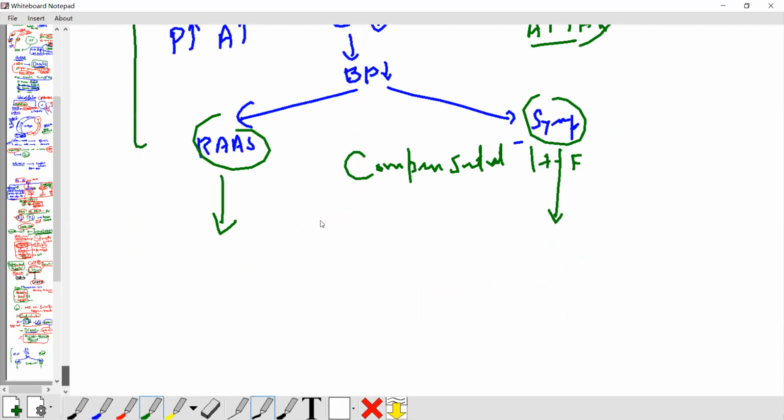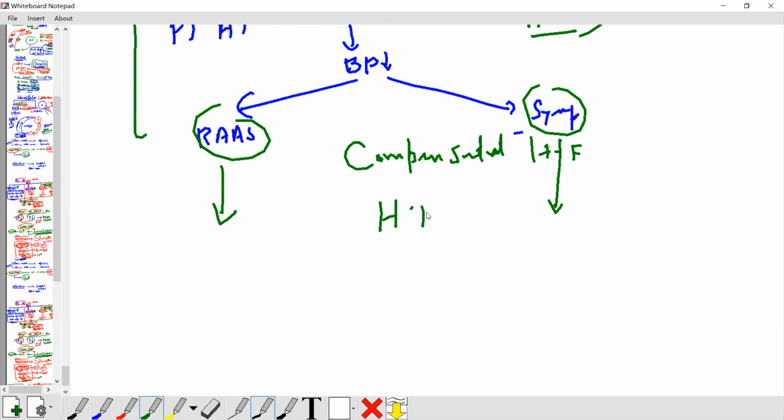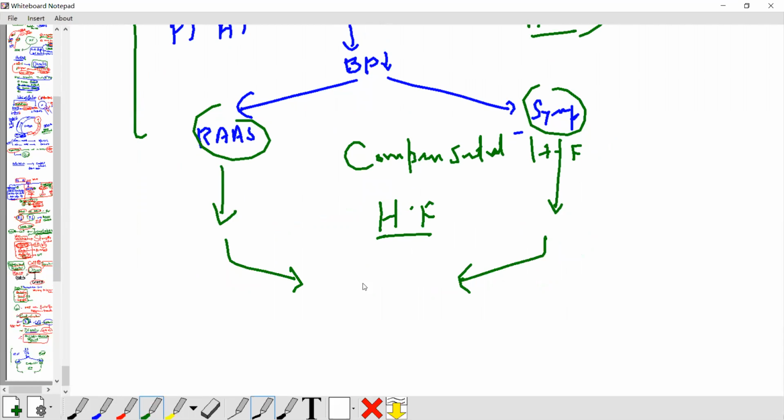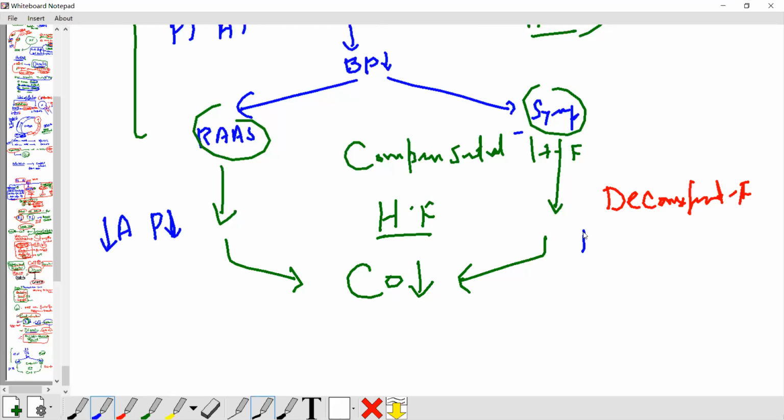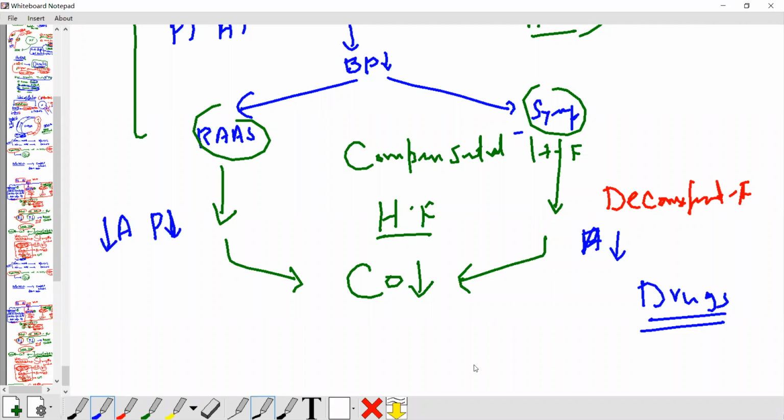Understand? It's still low, even though these two systems, RAS and sympathetic, are working. What happened? The heart still fails. It is not able to maintain, both systems are active, but cardiac output is still low. So now the heart is in decompensated failure. Now what do we do? Preload and afterload, you must reduce. How do we reduce? Now it's time to use medication.